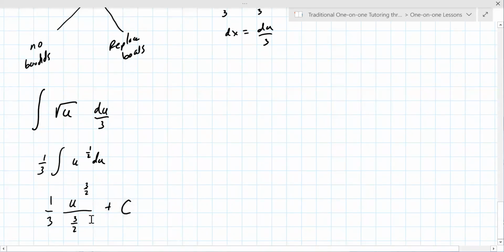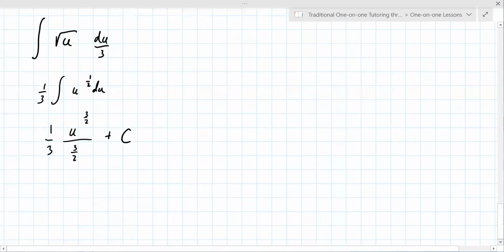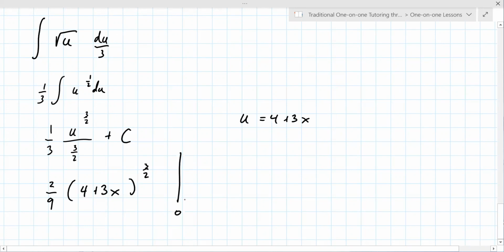But is that okay, this step here? Yeah. So it's 2/3 times 1/3, which becomes 2/9. And then your u was 4 plus 3x, so it's 4 plus 3x to the 3/2 power. And now you have to go back to the original bounds of integration.